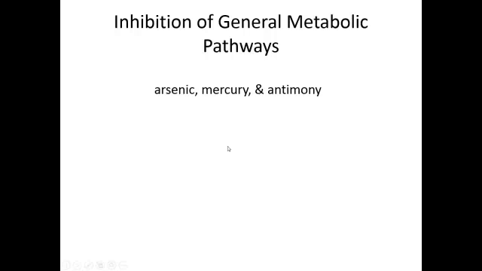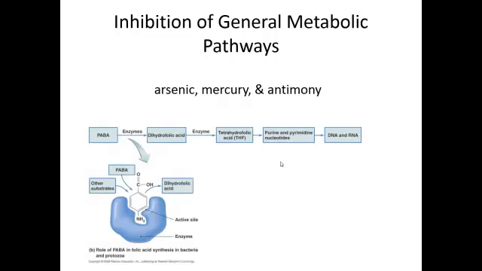So let's talk about the first widely used antimicrobial, the sulfa drugs, and they attack this metabolic pathway. Basically, we take a precursor molecule, PABA, and it goes into this enzyme, combines with two other substrates, and we get dihydrofolic acid. Then we turn that into tetrahydrofolic acid. From there we can make purine and pyrimidine nucleotides, and from there we can make DNA and RNA.